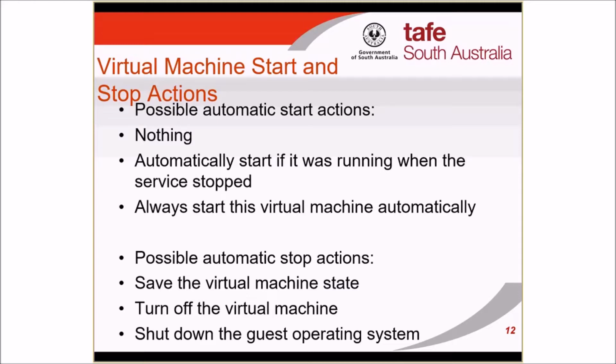So if, for example, this host was going down, if the physical Hyper-V host was being shut down or being restarted, some possible automatic action could be save the virtual machine state, so pause it, or turn off the virtual machine, which means just rip the power off, or shut down the guest operating system, which means to shut it down correctly. Actually start a shutdown procedure and let it shut down properly.